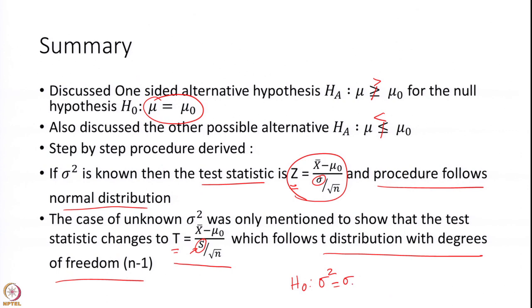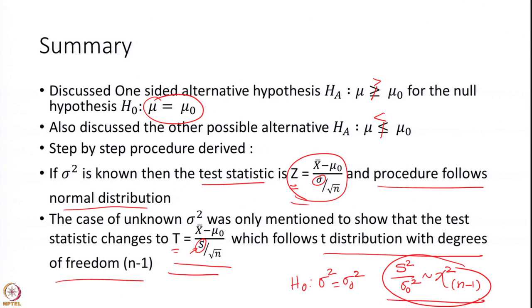Similarly, in the next session we will see that if you want to do hypothesis testing for the variance of the population, so you want to test a hypothesis which is something like sigma square is equal to sigma naught square, then what do you think would be the central statistic? It has to be S square over sigma naught square. And it would be distributed as chi square with n minus 1 degrees of freedom. And just as T and Z, this is going to be the test statistic. We will look into it in the next session.